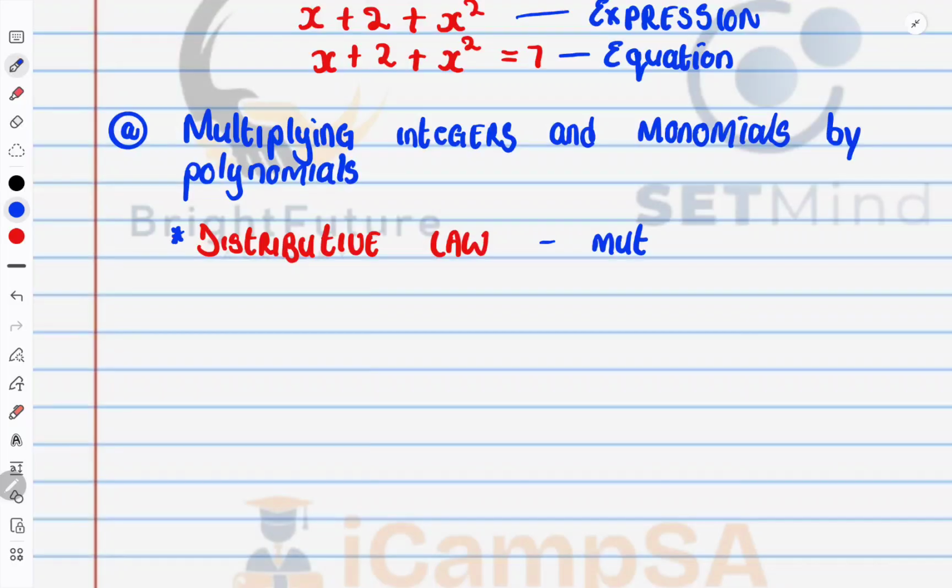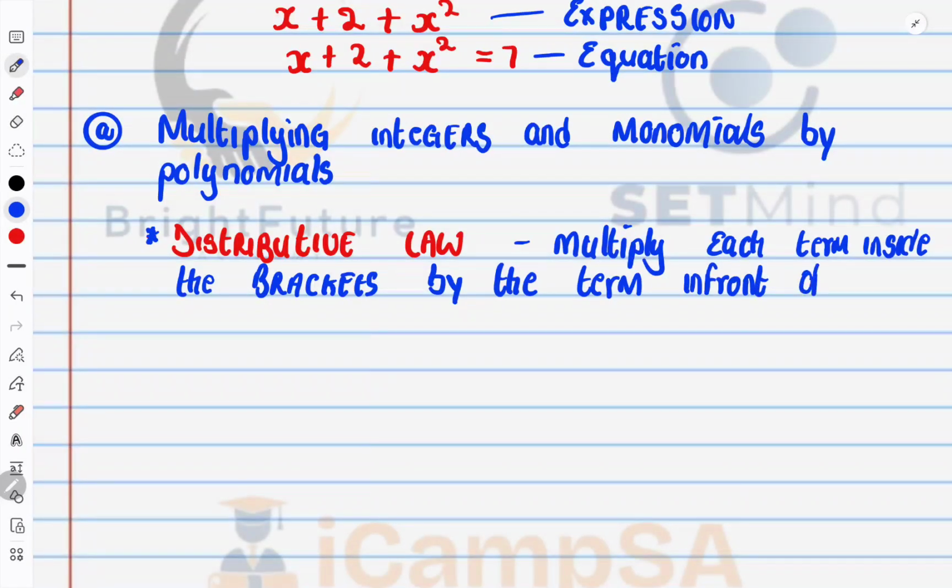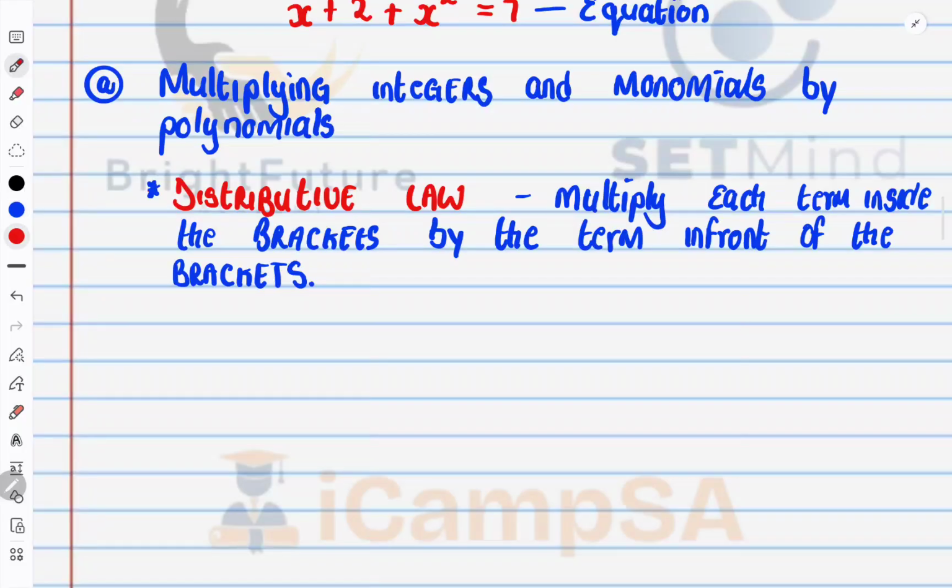we multiply each term inside the bracket by the term in front of the bracket. Okay, maybe a quick example for this.